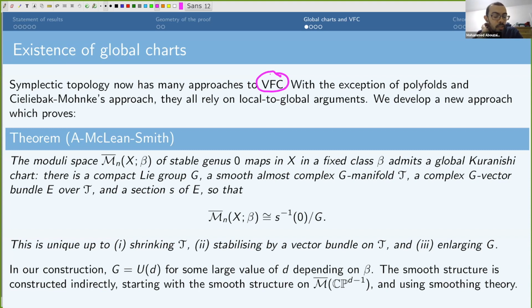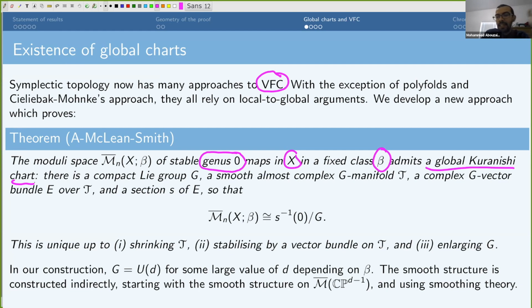So what do I mean by global charts? I think the easiest thing is to just give you the statement of the theorem. So I'm looking at a closed symplectic manifold as before, and I fix a class beta, just like what we always do when we do some kind of Gromov theory. And for simplicity, we're going to look at genus zero curves. If we do this in higher genus, it really takes quite a bit more work. We can do it, but we haven't written it yet. So we look at the stable genus zero maps in X in a given class beta. And the claim is that this moduli space admits a global Kuranishi chart.